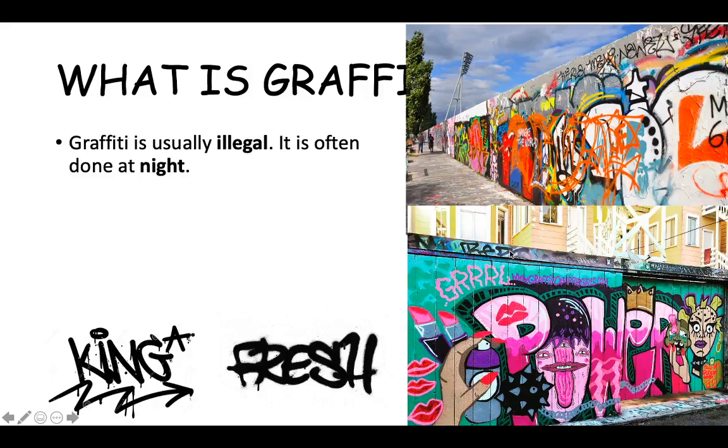So basically, what is graffiti? Graffiti is, as you can see in the pictures, usually illegal and done at night so people can escape the police or prosecution. So as you can see on these pictures, this is what graffiti looks like. It's basically just spray painting certain pictures on walls.